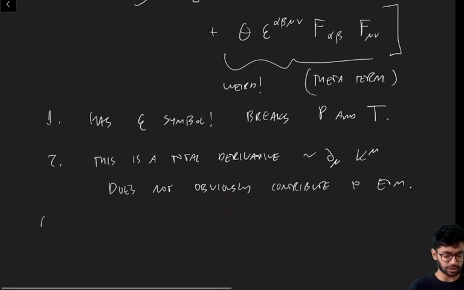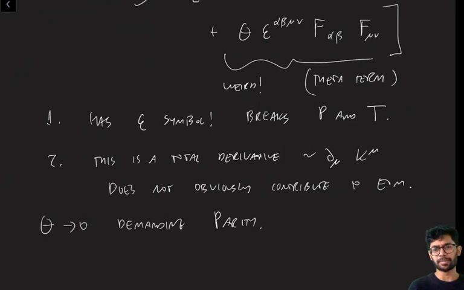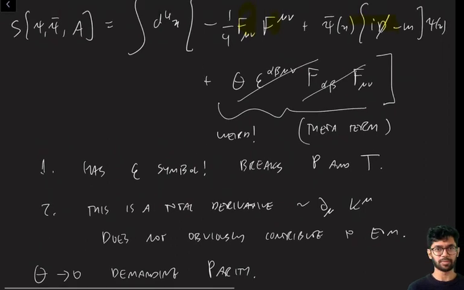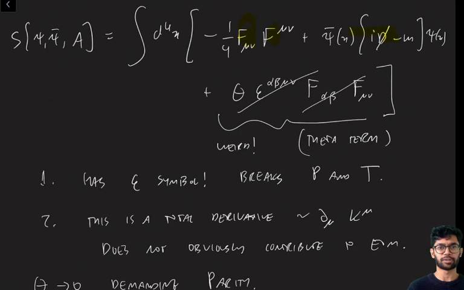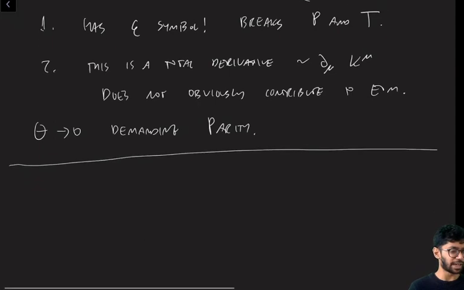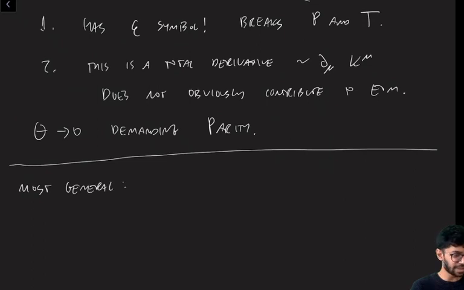We're going to set it to 0 by demanding parity invariance. If we demand parity, then theta must be basically 0. And for that reason, we can exclude this from consideration. We're not going to stress about it anymore in this particular course, although there's a lot of beautiful physics hidden inside of it. And thus we conclude that the most general gauge invariant and P invariant action is then the following thing.